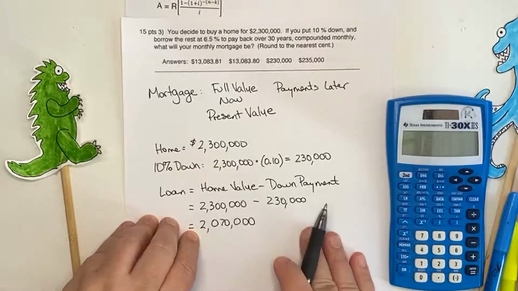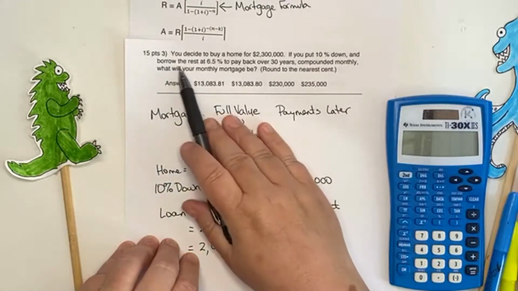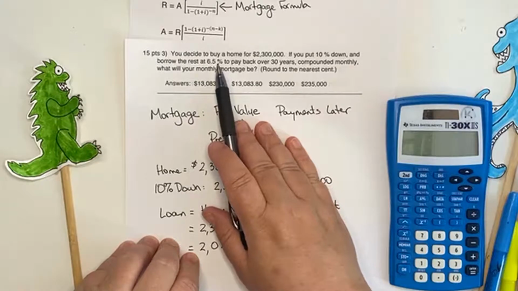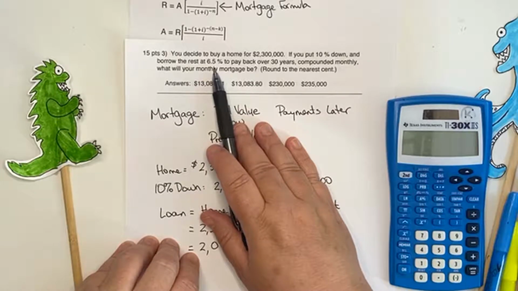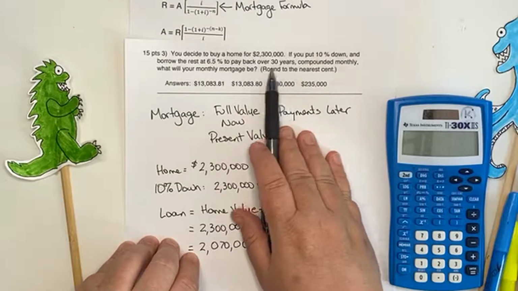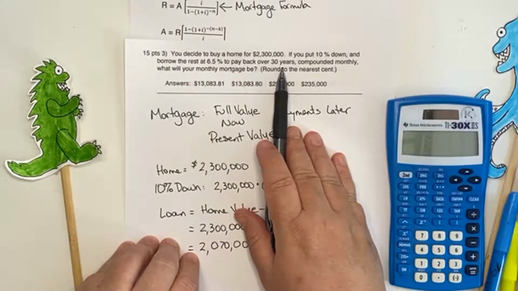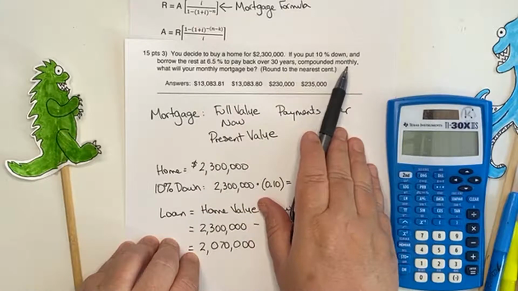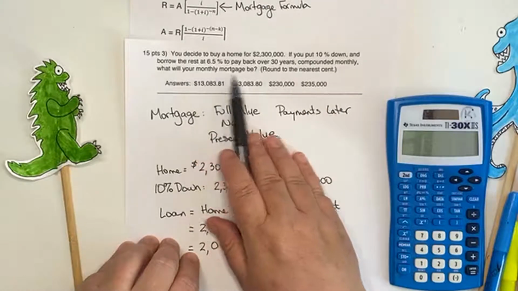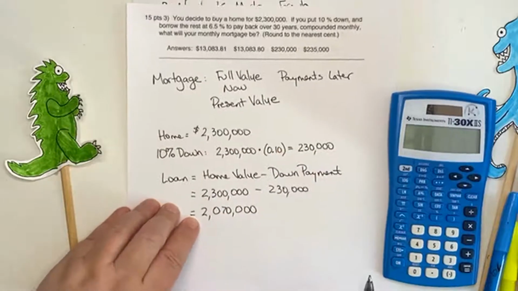And we want to borrow the rest at 6.5%. As I'm recording this, that is a terrible interest rate for home loans. I'm so sorry, because you could have done better. And we are going to do a regular length, so 30 years. And we're going to compound it monthly, which is what we would expect. So monthly payments. And we want to figure out what the mortgage is going to be every month.